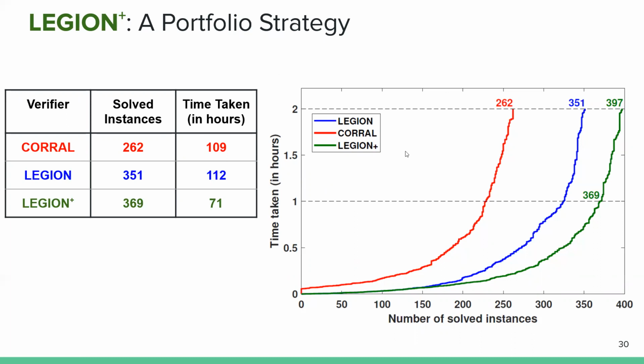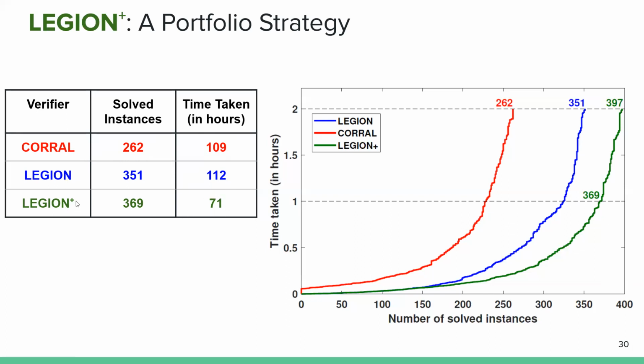Employing the portfolio verifier, we show the performance in this plot. As we can see, the x-axis shows how many instances were solved, and the y-axis shows how much time was taken per instance. If we look at cumulative time, we see that Coral solves 262 instances within 109 hours in total. Legion solves 351 instances within 112 hours in total. Whereas this portfolio verifier, Legion Plus, solves 369 instances within only 71 hours.